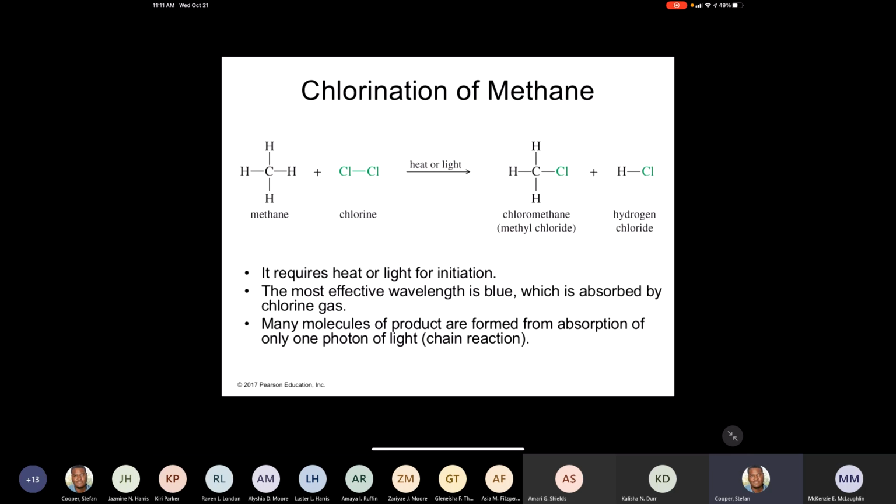All right? And if you want to use light to do this, blue color is best. Right? And this is a chain reaction that will occur. All right, so only one photon of light is needed, but this will facilitate a lot of other reactions in the pot. All right, so what's key here is to understand what type of mechanism we're going to have to learn to be able to understand this reaction.